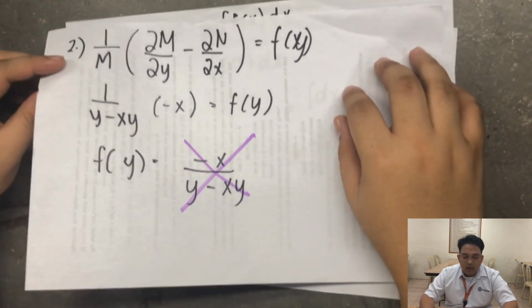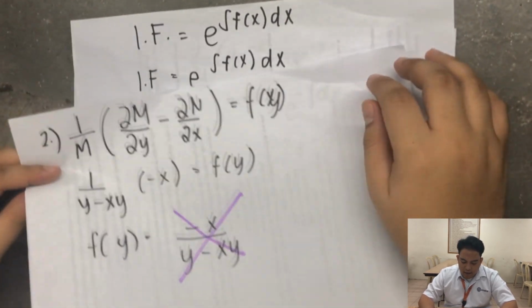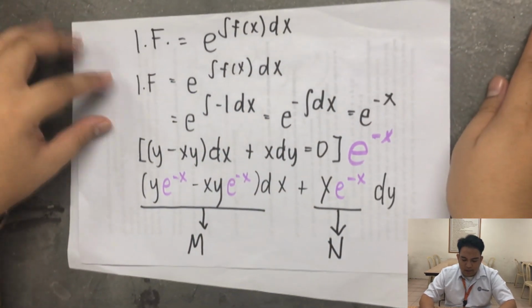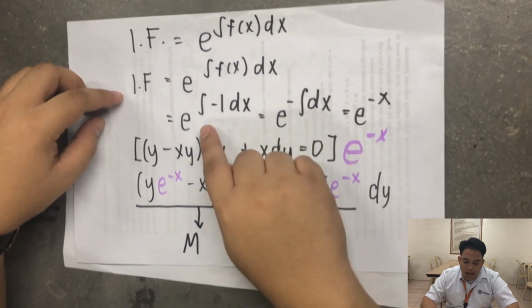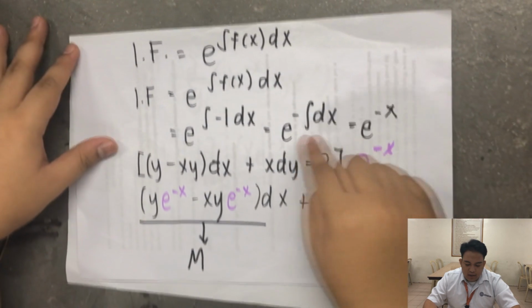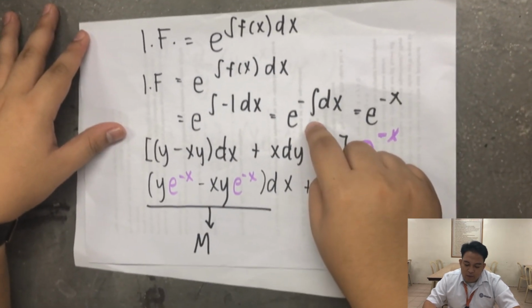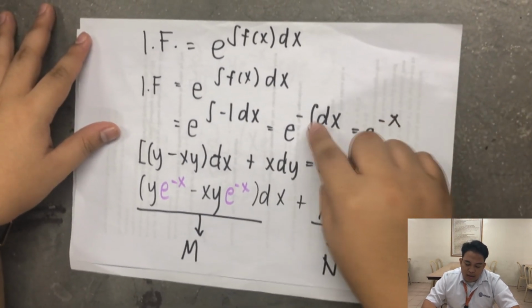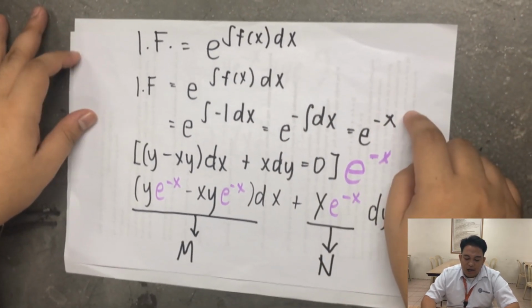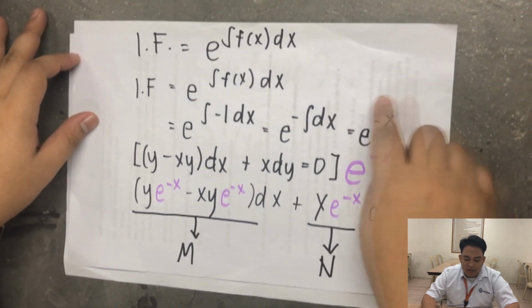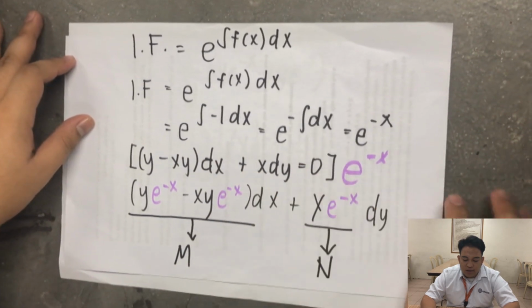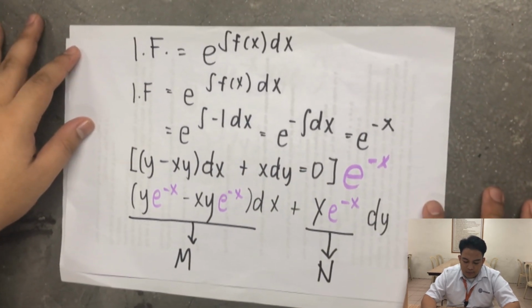the answer we got from the first formula, which is negative 1. Using the first formula for getting the integrating factor, which is e raised to the integral of f of x dx, we simply substitute: the integrating factor is equal to e raised to the integral of negative 1 dx. So we put the negative sign in front of the integral and we get e raised to negative x. Now we have the integrating factor, e raised to negative x, which we will multiply with the original equation in order to transform it from inexact to exact.